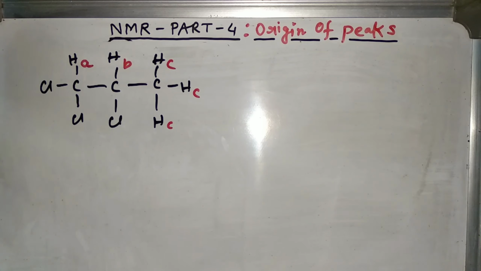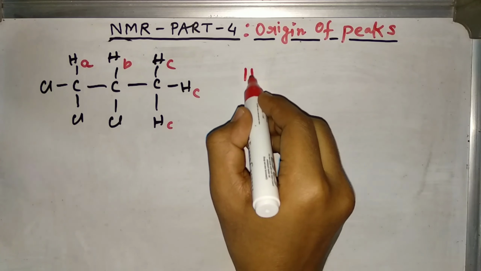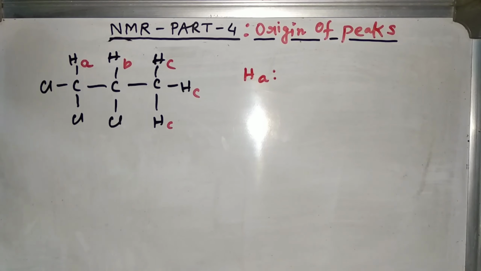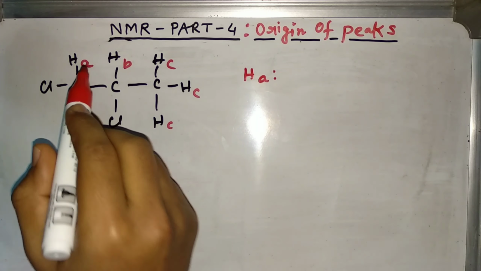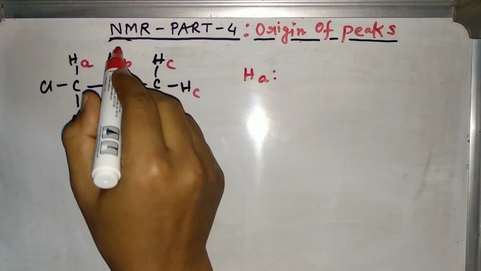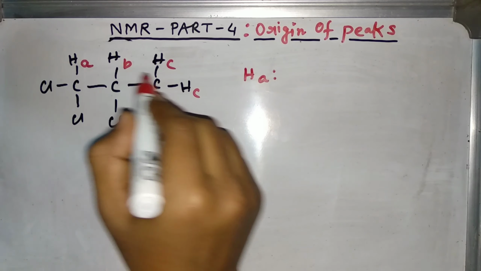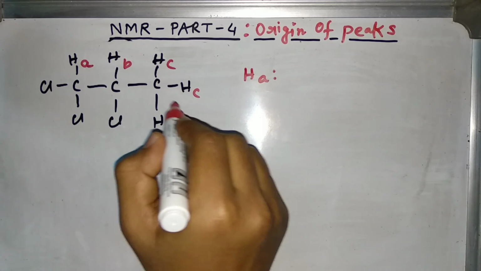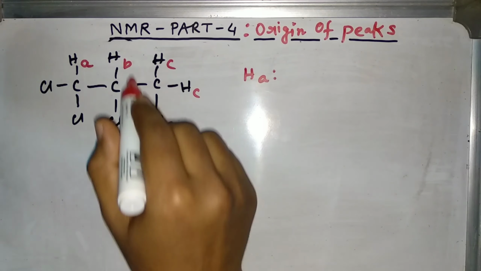So here you can see that there are three different types of protons. All are chemically non-equivalent. So first let's consider HA. How many peaks will it give? HA will couple with HB, so the number of adjacent protons is only one. The HC protons are not adjacent protons, so we should not consider them.